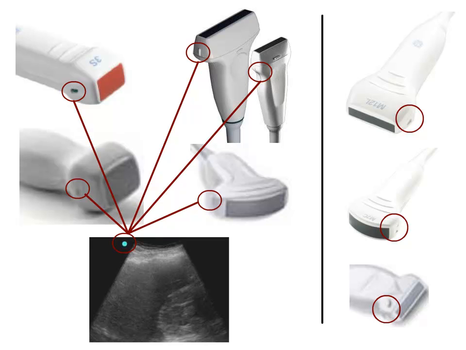First, the transducer. One thing is uniform between all transducers, and that is the marker. Every transducer has a marker that corresponds to the marker on the screen. The transducer marker may be a dot, a line, a groove, an illuminated bulb, or a ridge. However, there may be more than one marker on the probe, and that can be confusing.